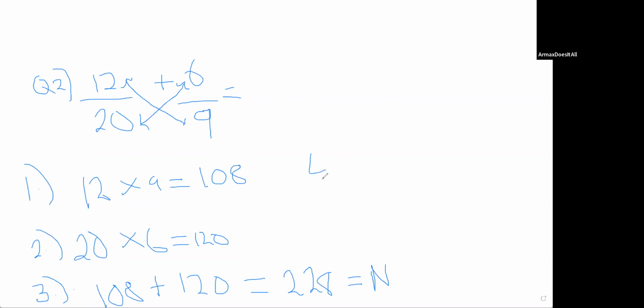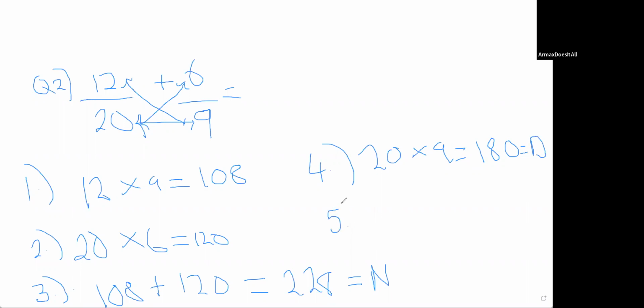Now for our fourth step, so we can get the denominator, we do 20 multiplied by 9. Again, directly opposite denominators that we're going to multiply. This gives us an answer of 180. And this is our denominator, which again I'm labeling as D.